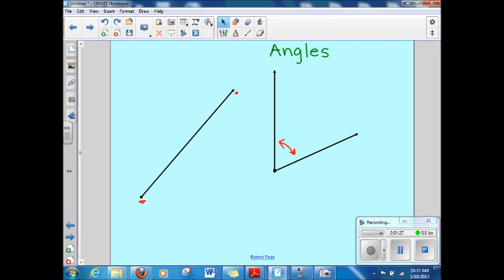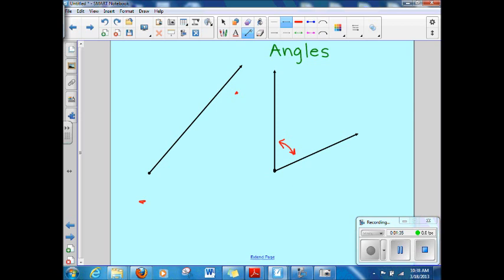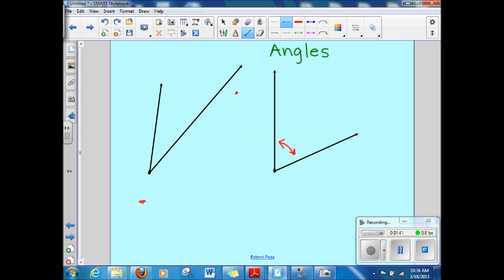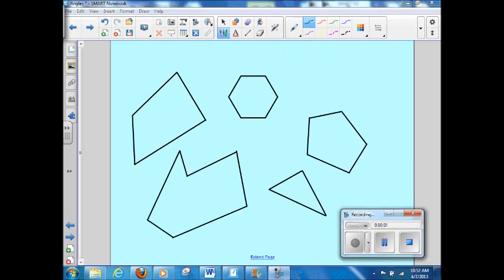An angle. Let me see if I can make another one. Here I have one ray. Let me see if I can start another ray here, and we've got to go back to get our tools, and here we go. We're going to start this ray. Oh, it was off just a little bit, but that area between those two rays, this area is called an angle.